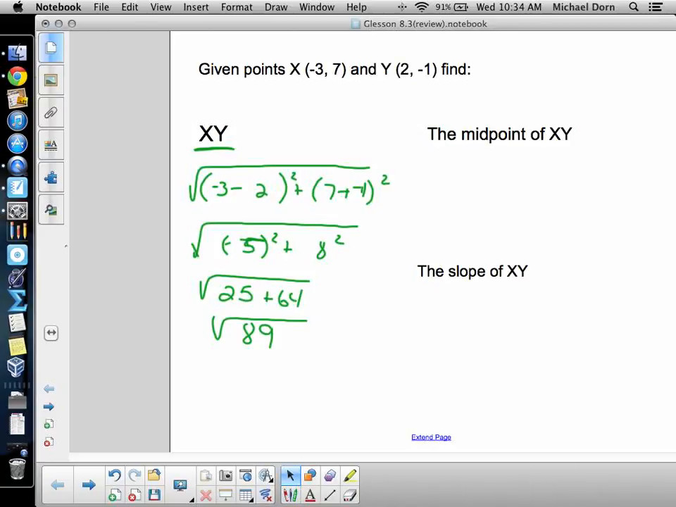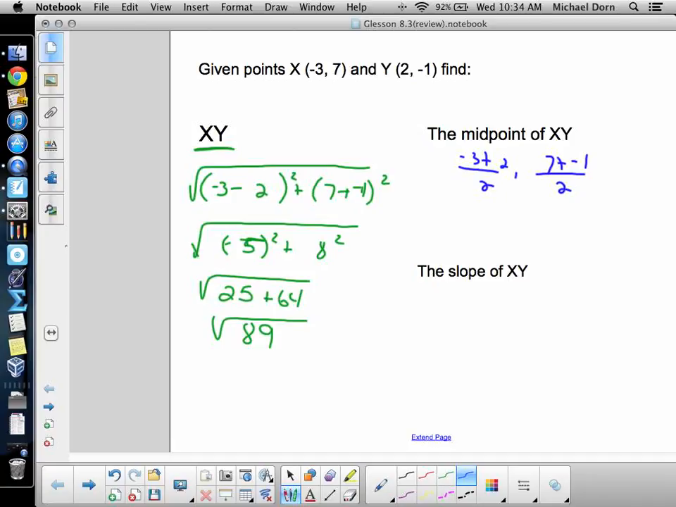Midpoint of XY. Again, set it up. The x's go here. The y's go here. And just do the arithmetic. -3 plus 2 is -1, over 2. 7 minus 1 is 6. 6 over 2 is 3. And it's a point, so it should be in parentheses. Because remember, a midpoint is a point. It is not a distance. We don't combine those terms. We don't do anything with it. It's the xy coordinates of a point. That's what we're finding.